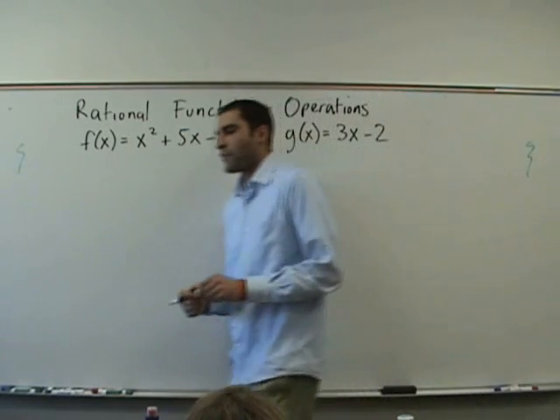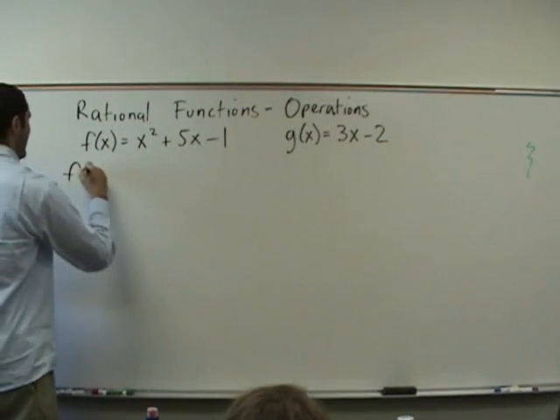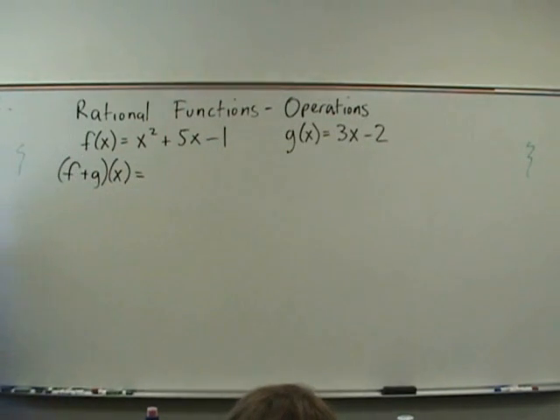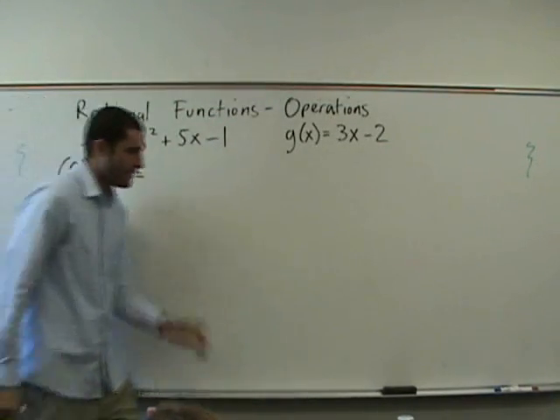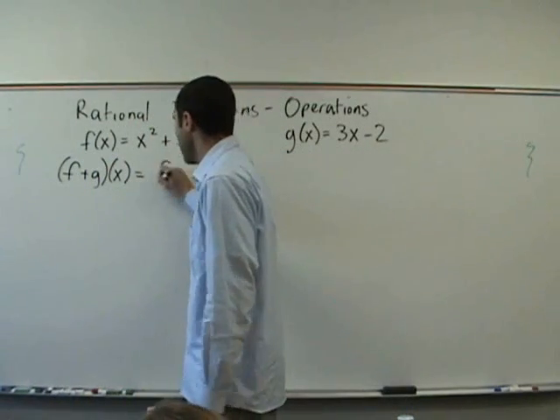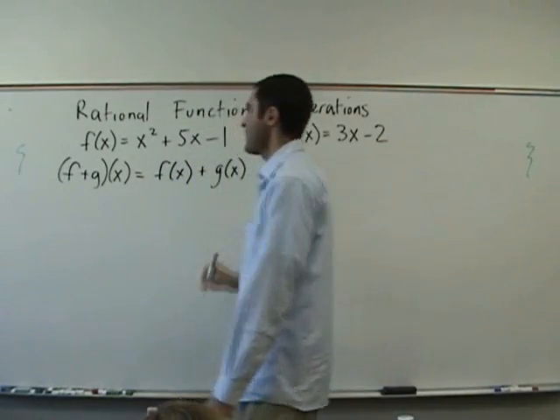Okay, ready to yay math, our first thing. It's pretty easy. So it goes f plus g of x. That's how you say it. f plus g of x. We're going to basically add the two functions together. What it really means is f of x plus g of x.